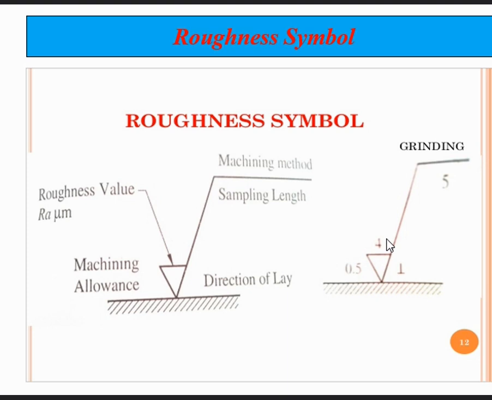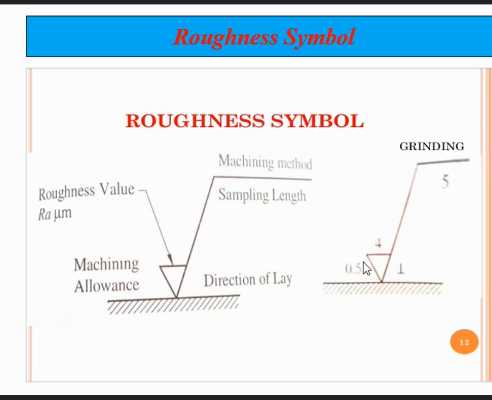But again, there is one thing, machining allowance. Machining allowance means how much material you are supposed to remove, because all the machining processes are subtractive machining processes where you remove some amount of material. So what this symbol is telling me is that to manufacture the product with surface roughness of 4 micrometer with the grinding process or grinding machining method, I am allowed to remove material up to 0.5 mm. That's what this 0.5 is telling here.